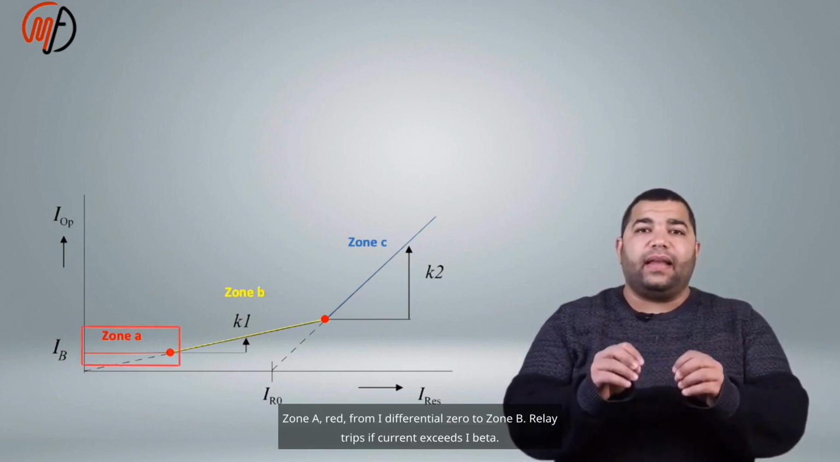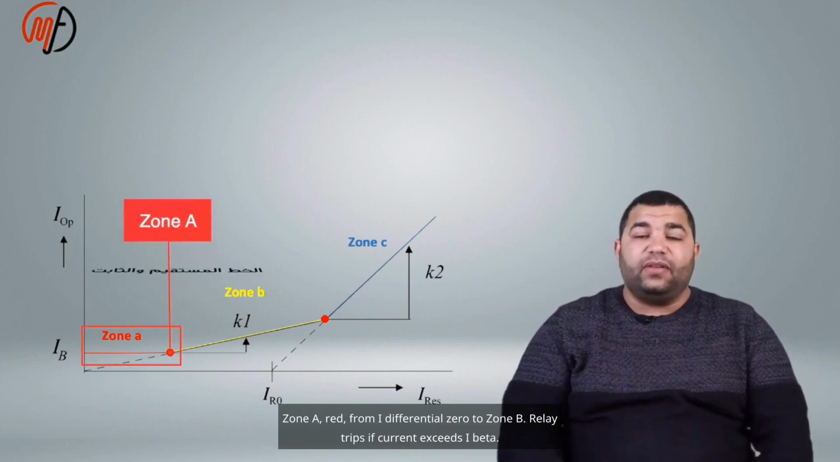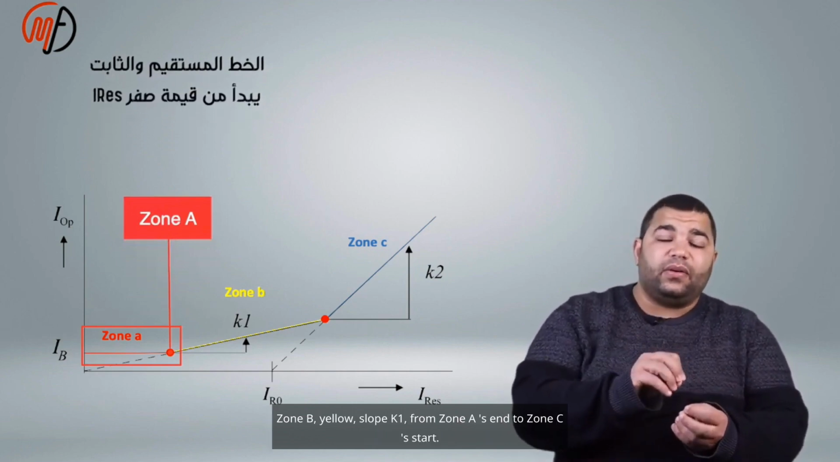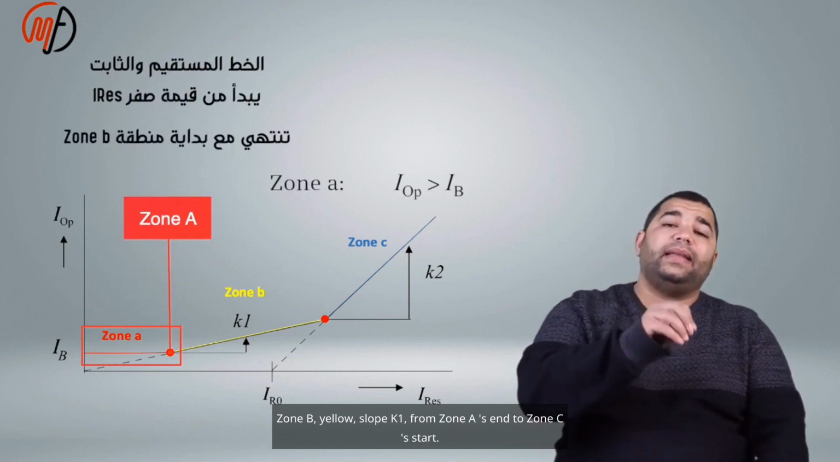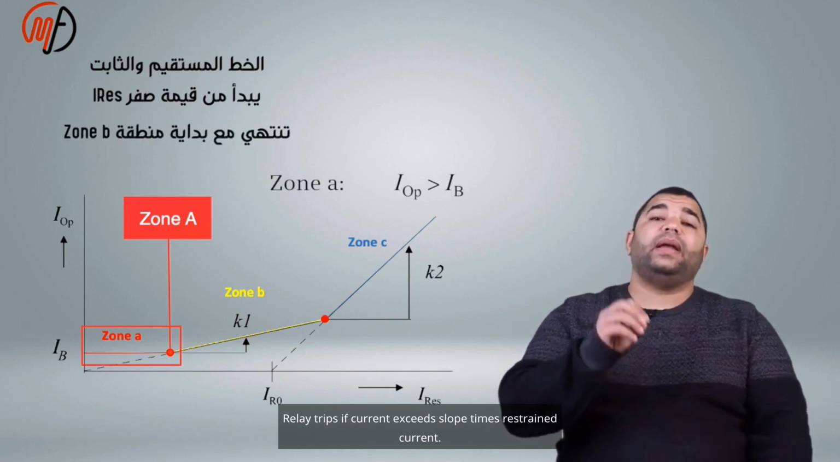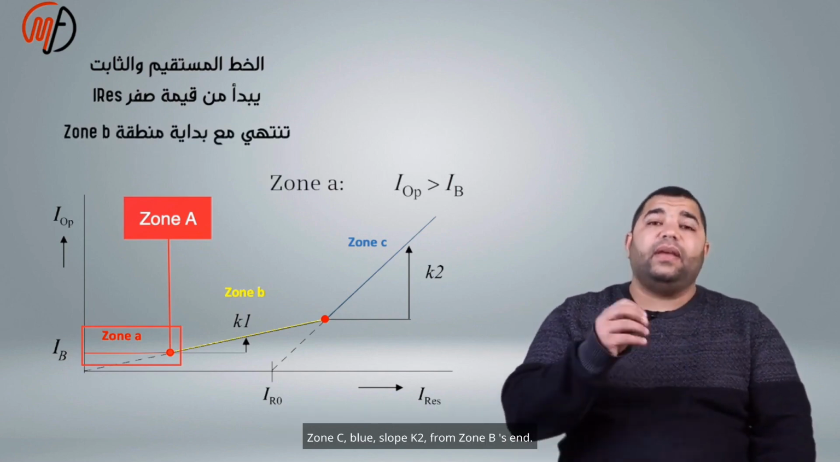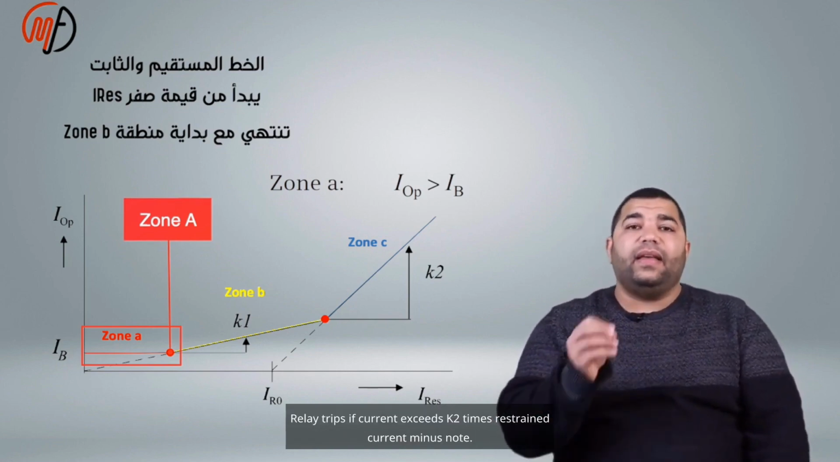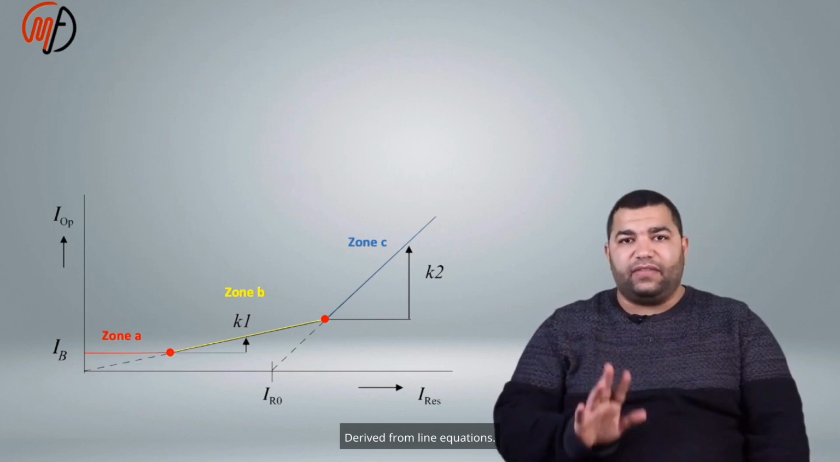Zone A, red, from I differential 0 to Zone B. Relay trips if current exceeds I beta. Zone B, yellow, slope K1, from Zone A's end to Zone C's start. Relay trips if current exceeds slope times restrained current. Zone C, blue, slope K2, from Zone B's end. Relay trips if current exceeds K2 times restrained current minus I restrain note, derived from line equations.